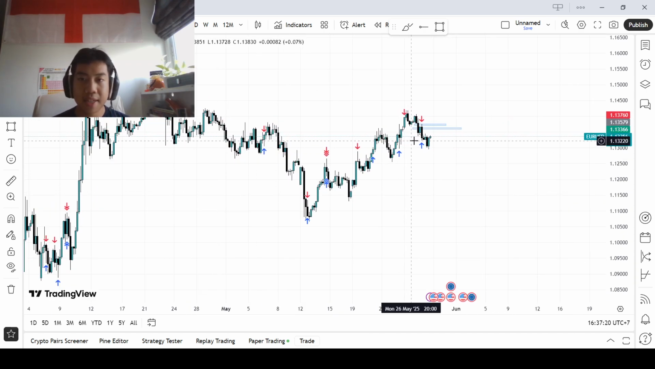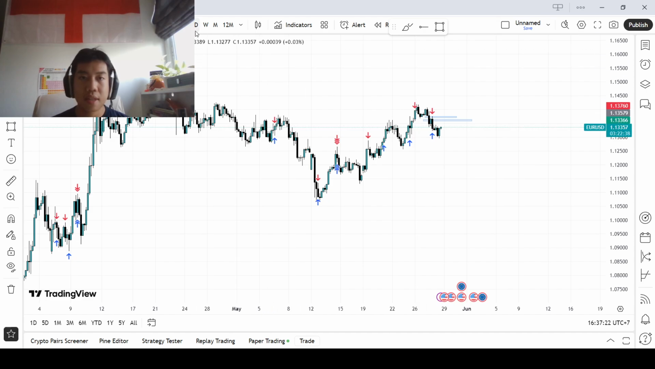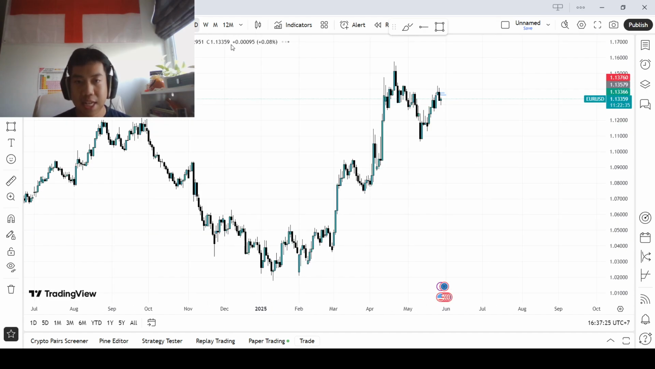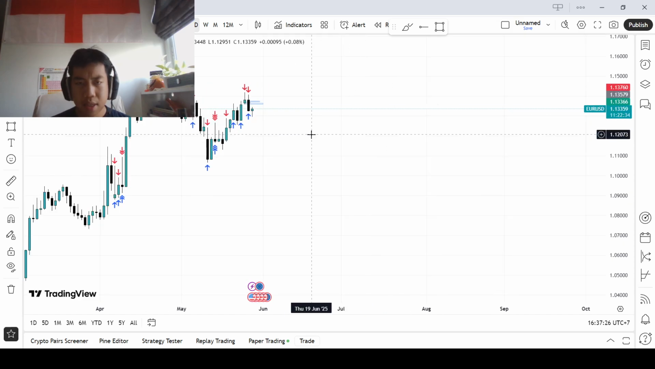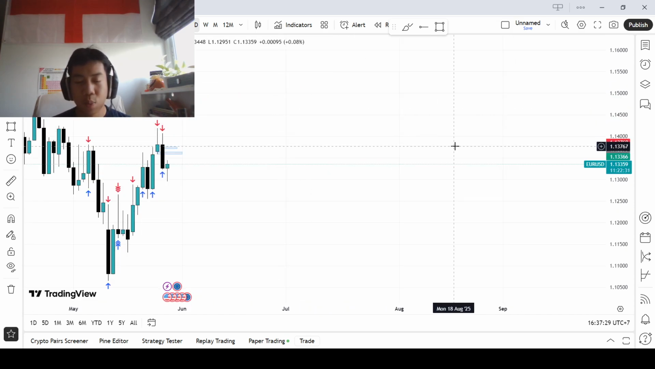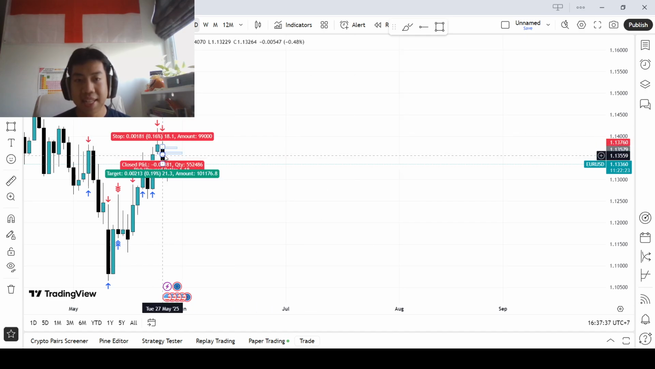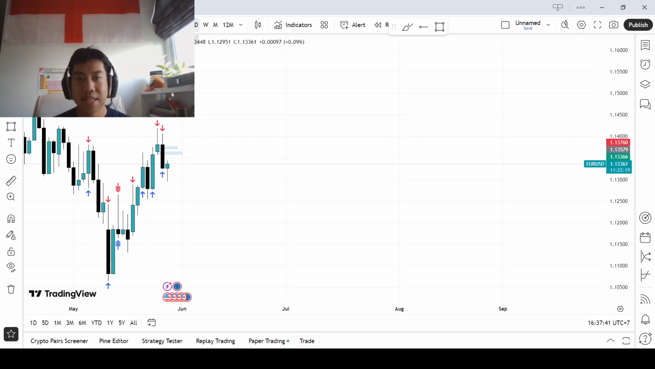So the daily bias, well, actually, let's start off at the daily. Daily bias was actually bullish yesterday, but you do see that we actually get an overall retracement for yesterday on the daily time frame.